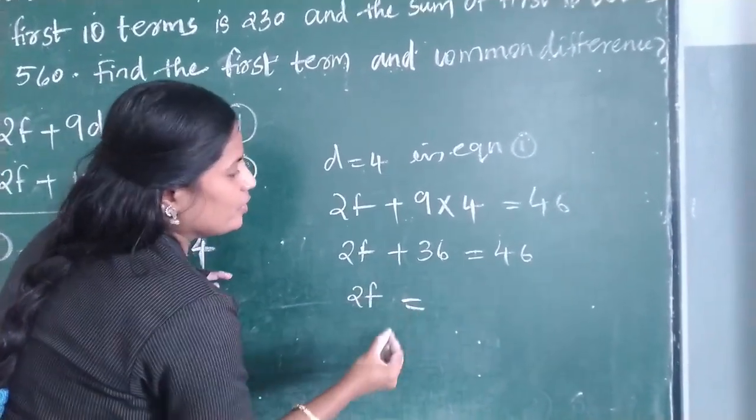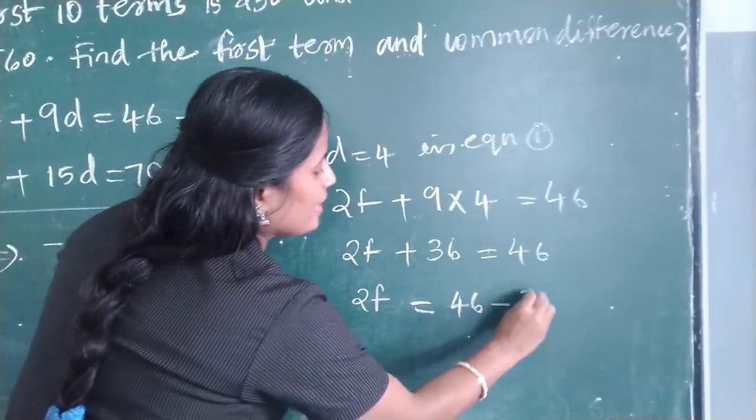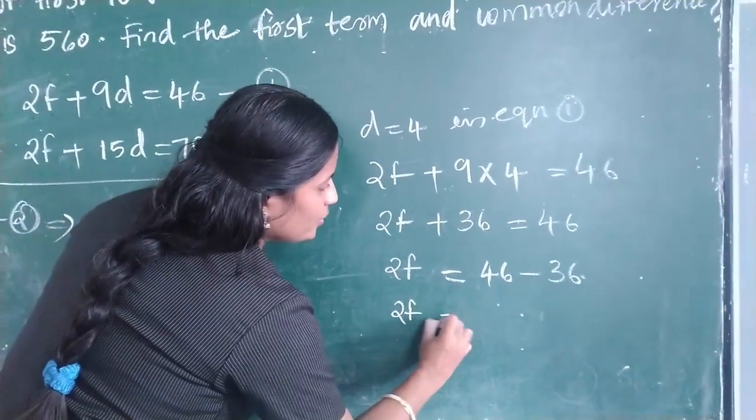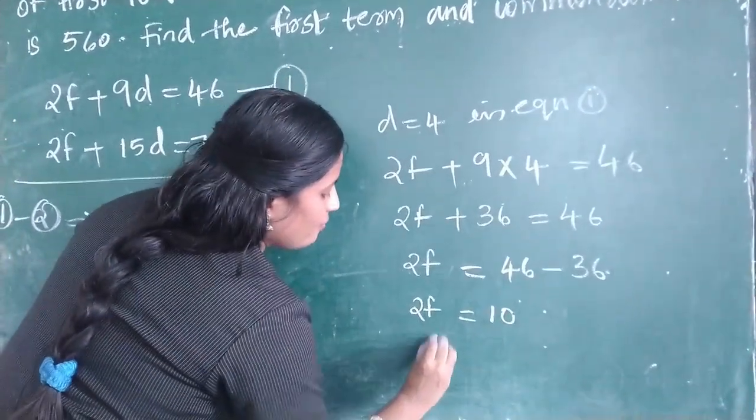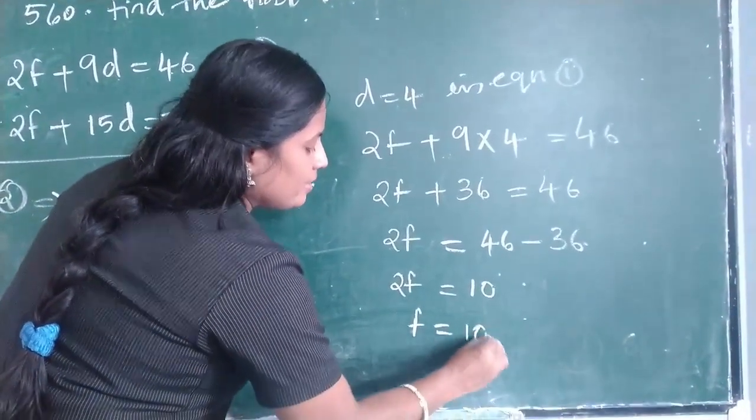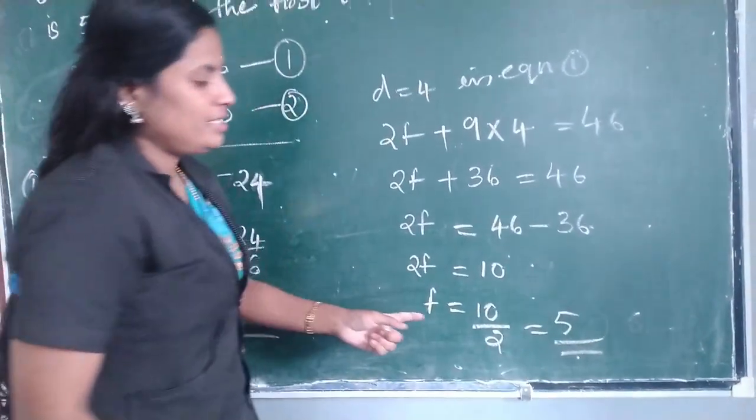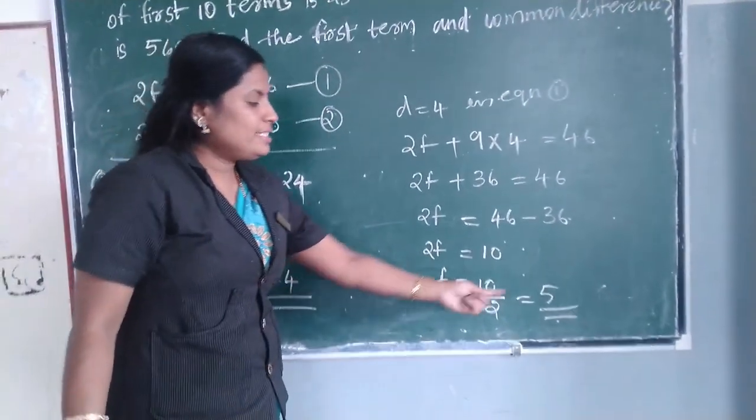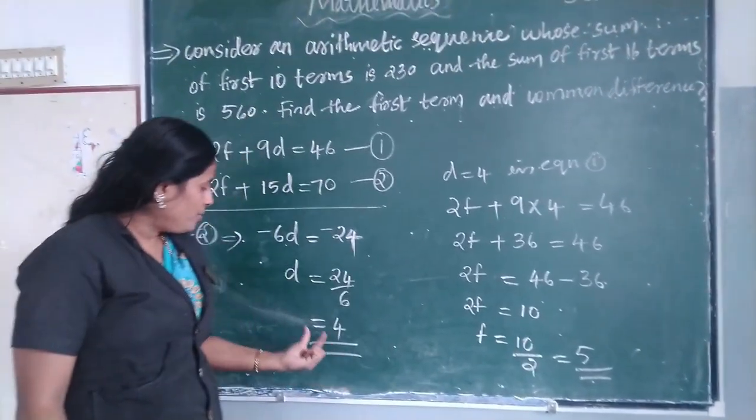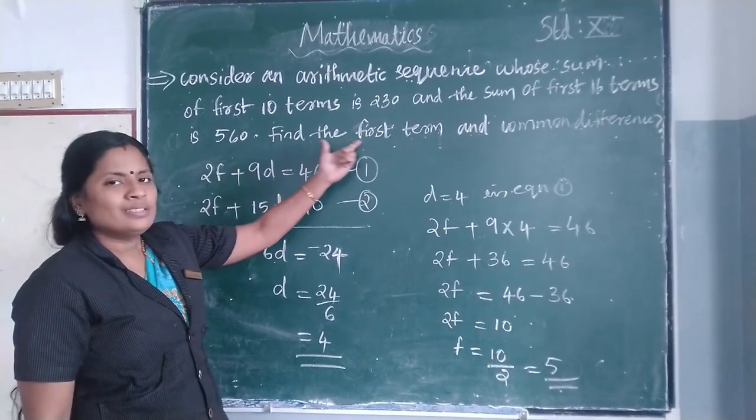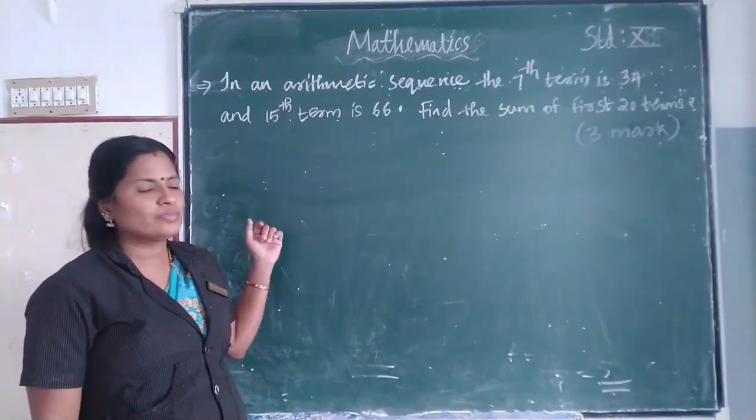2f equal to 46 minus 36. So 2f equal to 10. f equal to 10 divided by 2. So the answer is 5. So the first term is 5 and the common difference equal to 4. This is also a 3-mark question.